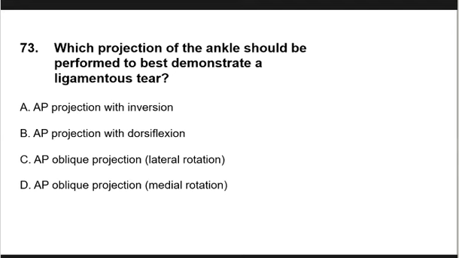Which projection of the ankle should be performed to best demonstrate the ligamentous tear? Yan. So sa ankle natin, paano nga nabuo ulit, class, ang ankle joint? Paano nabuo ang ankle joint? So the ankle joint is formed by 3 bones. Diba? Ankle joint is formed by 3 bones. We have the distal end of the fibula, the distal end of the tibia, and the proximal end of the proximal end ng tibia, fibula.